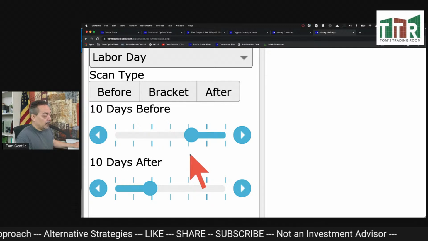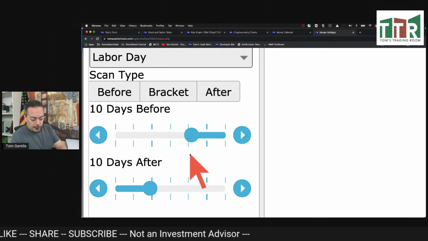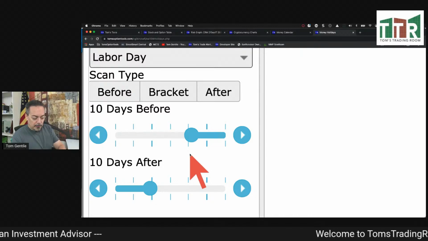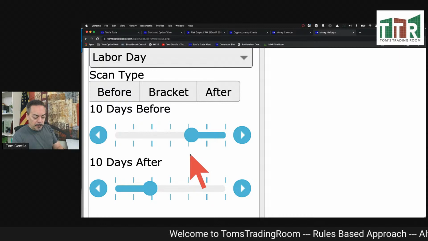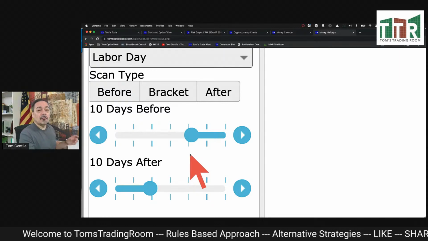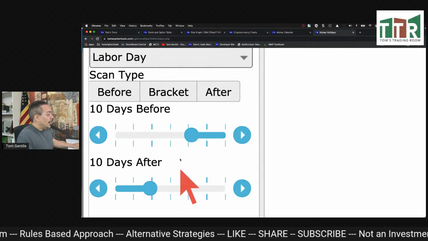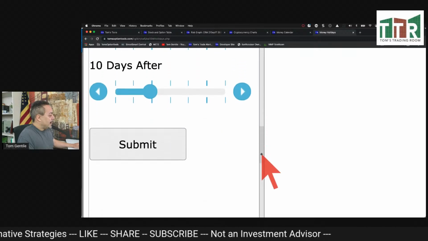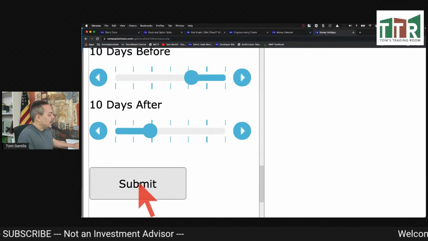How far are we from Labor Day? A week? Let's see how many days we are. I'm going to look at my calendar on my phone. I don't want to move anything here. There it is. There's really about 10 trading days before Labor Day. So we're going to use 10 days before. I'm going to show you a couple things. Let's click on before, and then let's click submit.